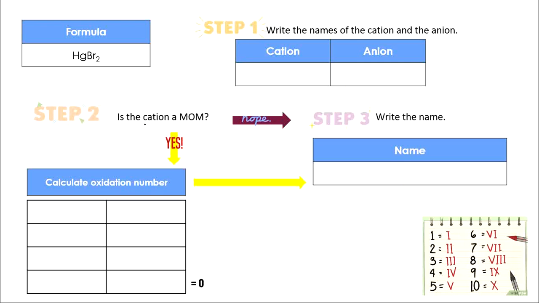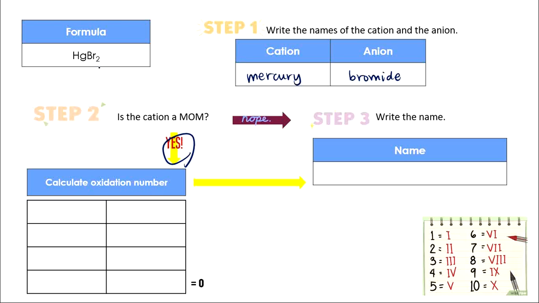So let's take a look at this example, HgBr2. What is the cation? Mercury. What is the anion? Bromide. Now, is mercury a MOM? Does it have multiple oxidation numbers? Do you know the oxidation number of mercury? You don't know the number, right? So it is a MOM. Mercury is a MOM. So now we need to calculate the oxidation number.